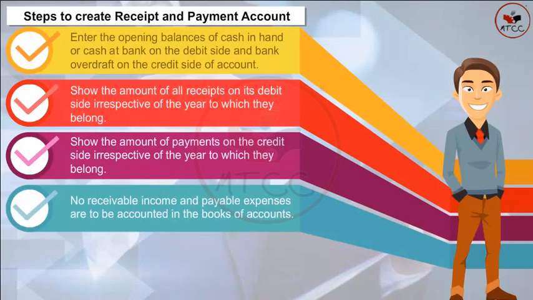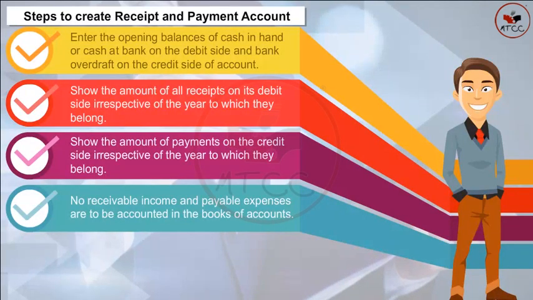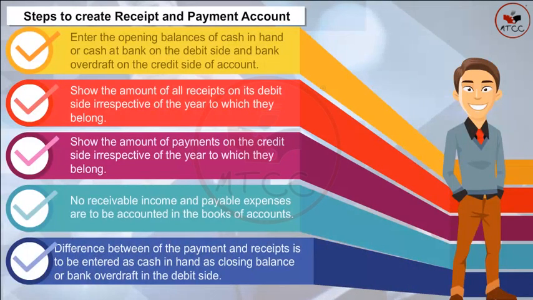No receivable income and payable expenses are to be accounted in the books of accounts. The difference between the payments and receipts is to be entered as cash in hand, as closing balance, or bank overdraft in the debit.